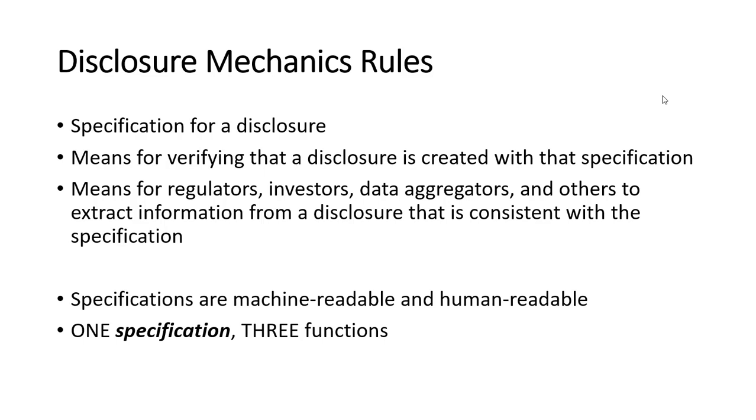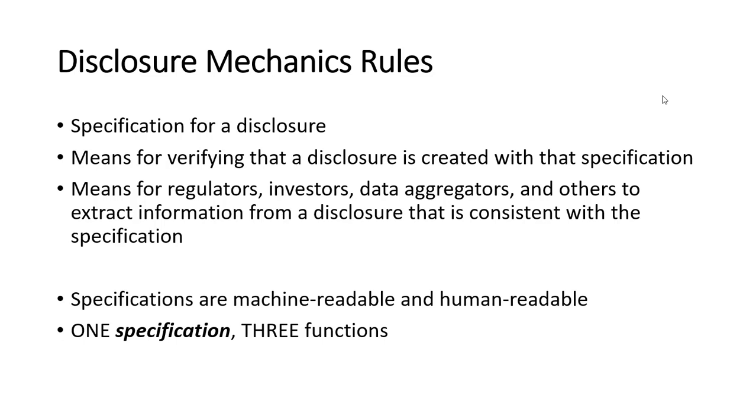So imagine having to create disclosures but not having a specification for what the disclosures need to be. That makes it hard. But imagine having a specification for what a disclosure needs to look like, plus you could verify that the disclosure has been created correctly by using that specification. There's a third thing that a disclosure mechanics rule does. It's a means for a regulator, an investor, a data aggregator, or other party to extract information from a disclosure that was created consistent with that specification.